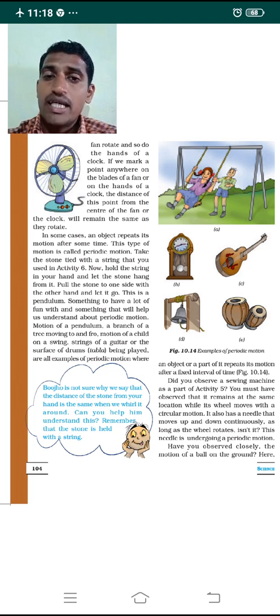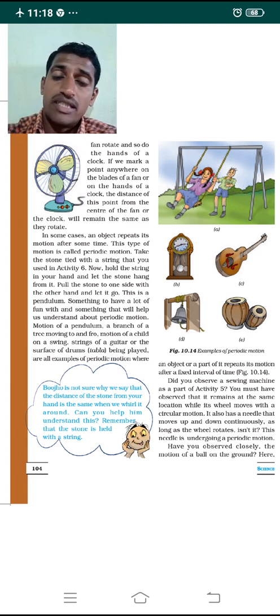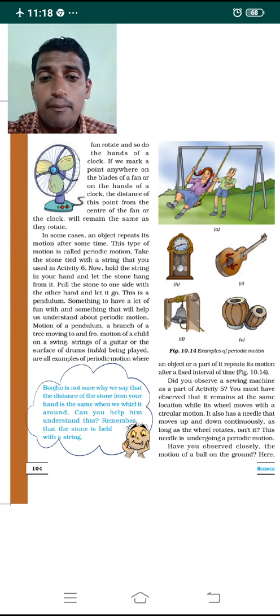If you mark any point on the blades of the fan or the hands of the clock, you will see that the distance of this point from the center remains the same as they rotate.